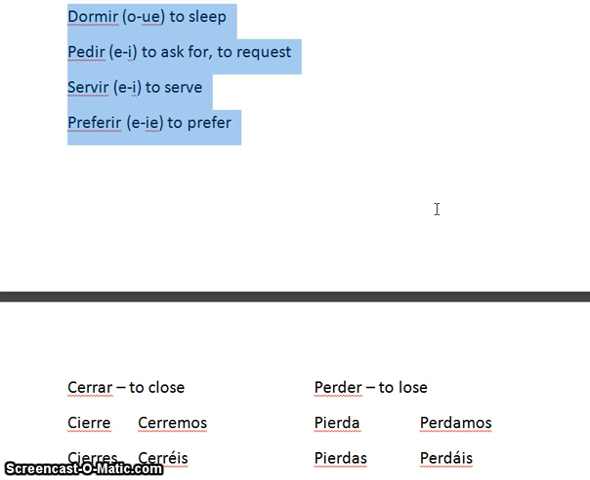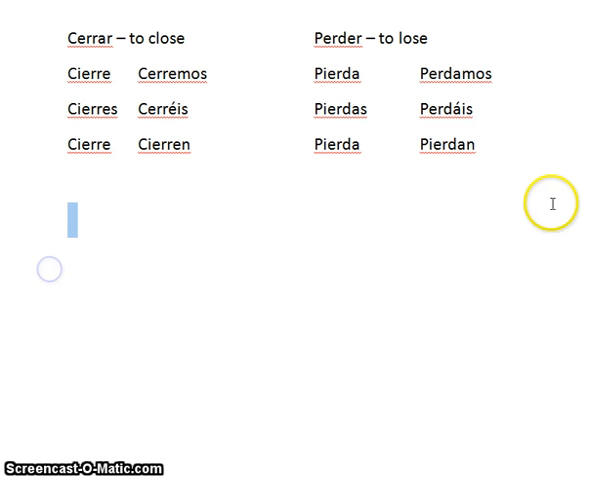And if the verb has a second vowel, then you drop the second vowel in nosotros, vosotros. Okay, so let's see what that means. We'll start with an easy one like pedir, okay? Pedir. Is it a stem changer in present tense? Yes. To ask for, to order, to request, etc.